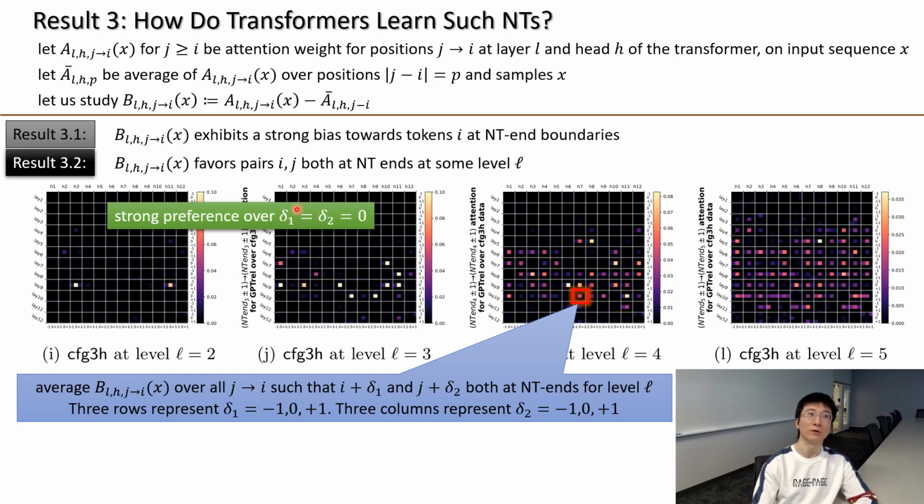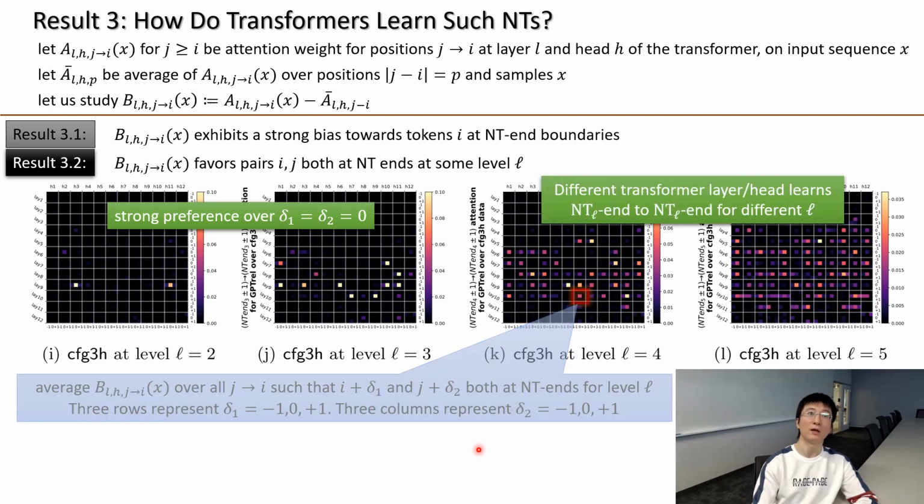So therefore it favors pairs of I and J in which J attends to I, for instance, in which both of them are at NT-ends for not only CFG level 2, but level 3 and different levels. And we also see that different transformer layers and different transformer heads may have a different preference. Some of them may learn to attend NT2 to NT2, and some of them may learn to attend NT5 to NT5, and so on. So that's our second finding.